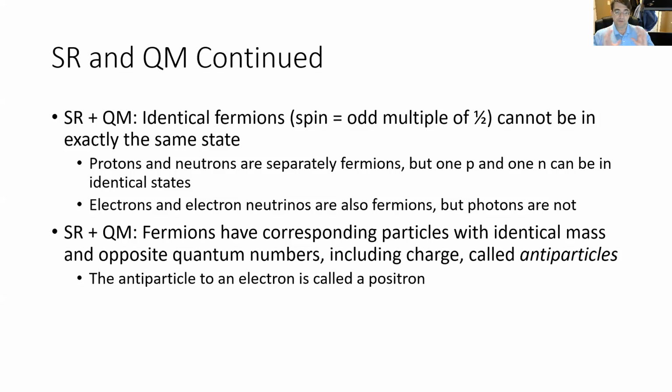Those particles with the same mass but opposite quantum numbers are called antiparticles. The antiparticle to an electron is a positron. What happens whenever a particle and an antiparticle get close to each other is that they will annihilate. All of their mass energy from both particles will instantly turn into light.